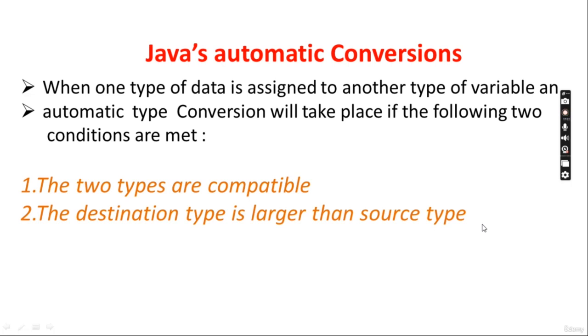The two types are compatible. If the equal to sign's right side and left side, both types are compatible, then automatic conversion will take place. Or the destination type is larger than the source type. So the source type is the right side and the left side is the destination type. If the destination data type is larger than the source data type, then also automatic data type conversion will take place. So two conditions should be met. The two types should be compatible, or the destination type is larger than the source type.